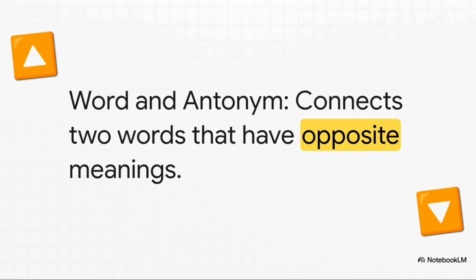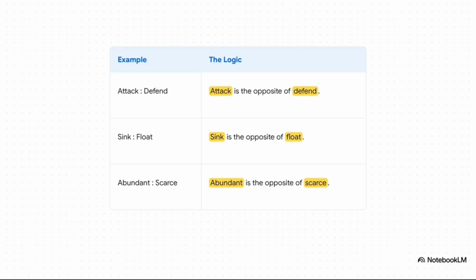And the last tool for our starter kit today is one you're definitely familiar with, the word and antonym relationship. This one is all about a simple relationship of opposites. This just shows you the simple power of opposites. To attack is the opposite of to defend. To sink is the opposite of to float. Abundant, which means you have a lot of something, is the opposite of scarce. So when you see two words that are in direct conflict, you can be pretty sure you're looking at an antonym relationship.